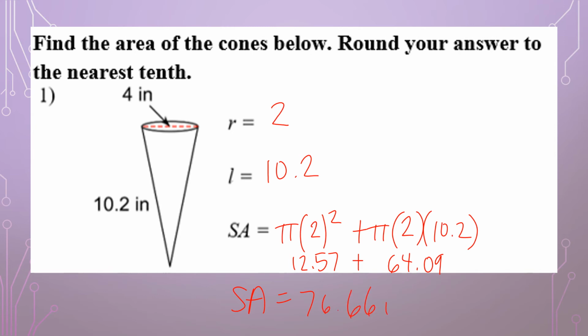76.66 inches squared. Again, if they're giving you a decimal answer, please be sure to leave it as a decimal. Don't round it up. If you rounded this to 77, please don't do that. Leave it as a decimal.